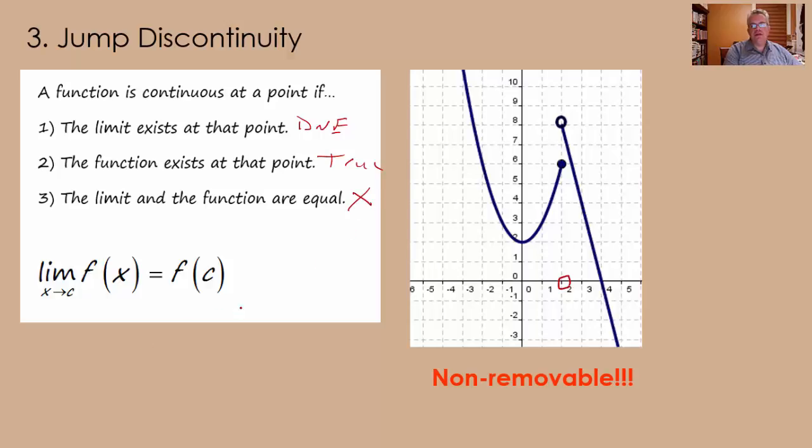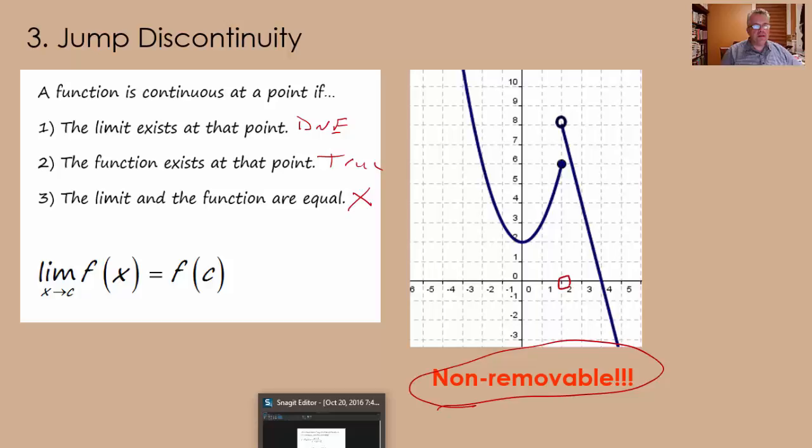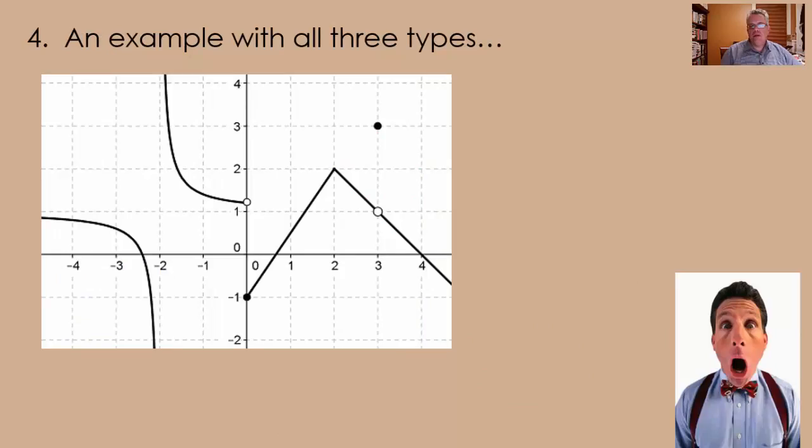So that's false. Now, this is non-removable also, because even though there's a hole there, you might think we could fill it in. It's still got a jump discontinuity here. So this is non-removable. There is at least one other type of discontinuity, but we're going to stick to these 3 for now.